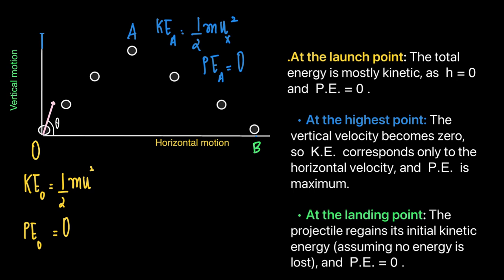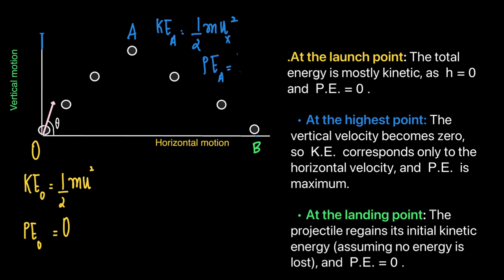See, at the launch point, the total energy is mostly kinetic, as h is equal to 0, and potential energy will correspondingly be equal to 0, which means at O, kinetic energy would be equal to half mu square and potential energy would be equal to 0. At the highest point, at A, the vertical velocity Vy becomes 0, and therefore kinetic energy at A would be equal to half m into ux square. And the potential energy is maximum.